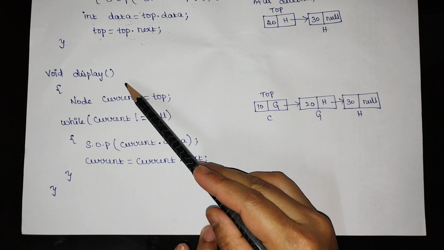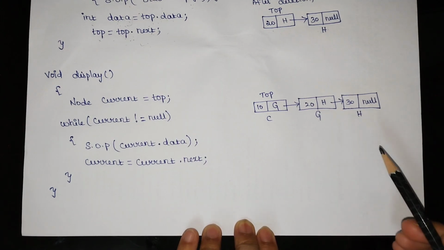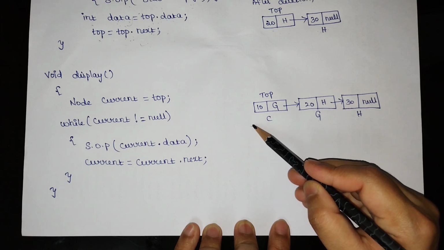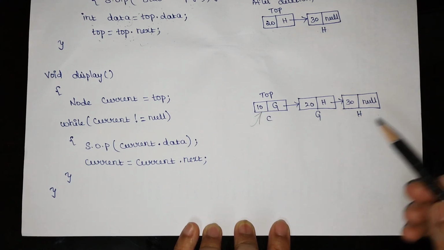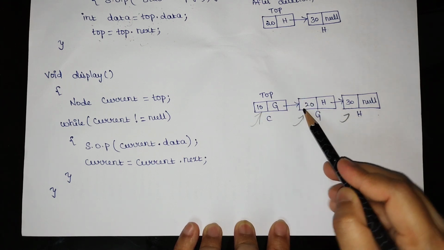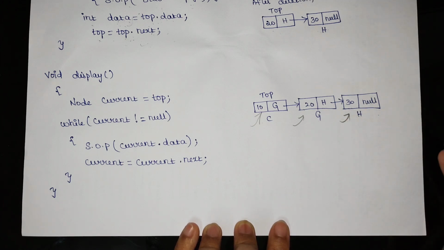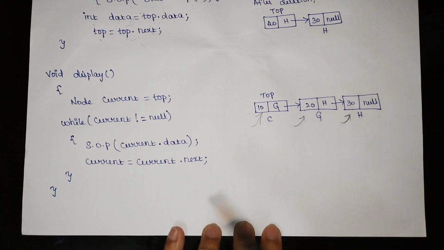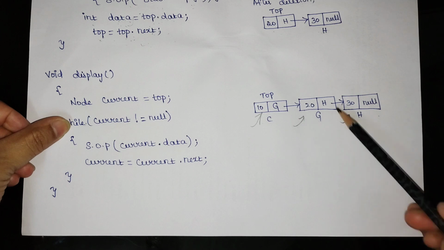Now coming to the display, display is the same as in our linked list. If you want to display the elements of the stack, you need to start traversing from the first node to the end node, one by one sequentially. First this node will be visited, and then this node, and then this node, until you reach the last node. So this is an iterative process. For this iteration, I have used a while loop, and with this while loop I'm going to iterate over the elements.